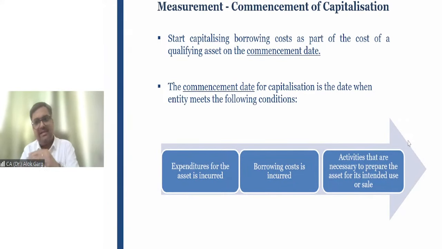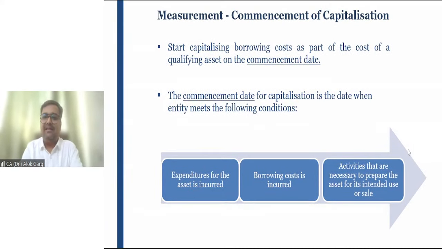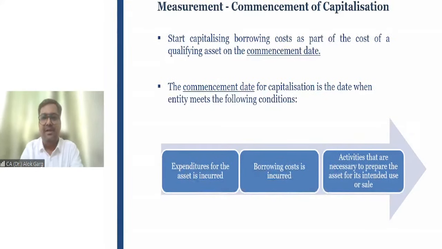On 1st July, the borrowing has already been incurred, which was already on 1st April, and the land has already been purchased, but the activity has not been started. So the two conditions have been satisfied. The third condition has not been satisfied. July is not the commencement date. 1st September is the commencement date, right? Okay. Is that clear, Sonali? So 1st September is a date when all three conditions have been satisfied.